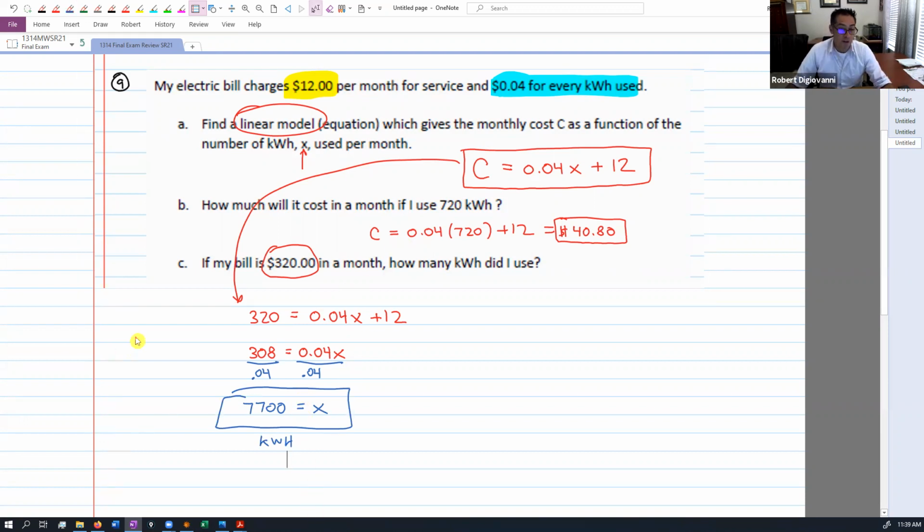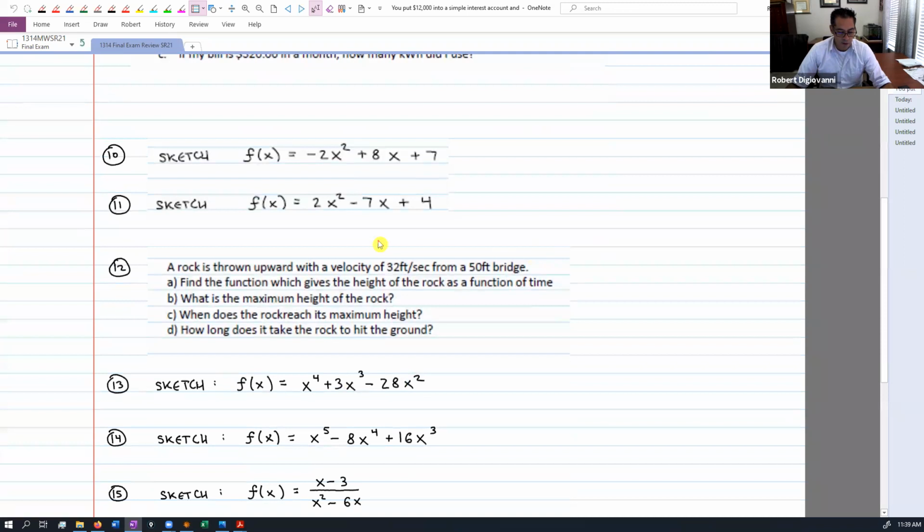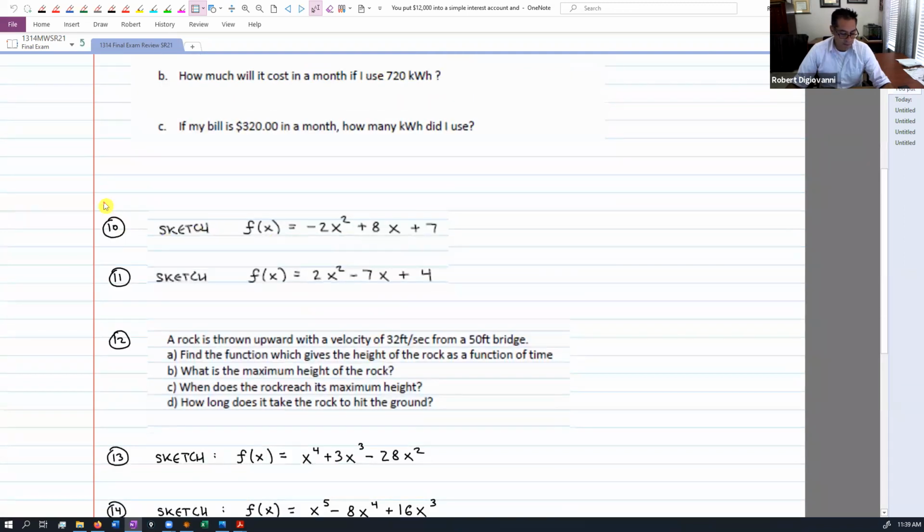All right, y'all doing okay? Is this helpful at all? I feel like hopefully it is. No questions? All right, sketching time.